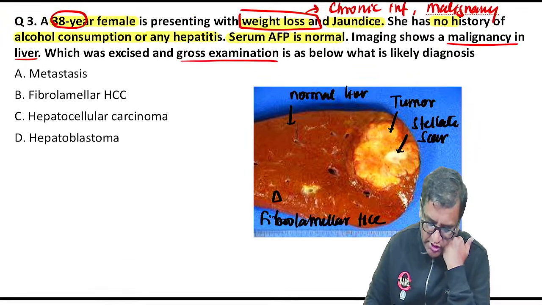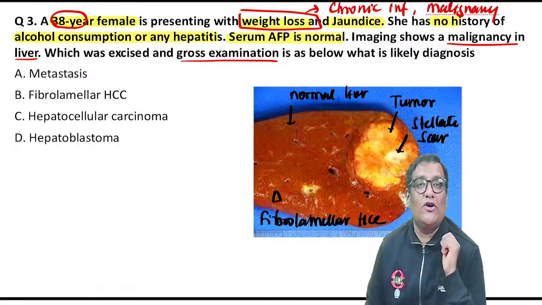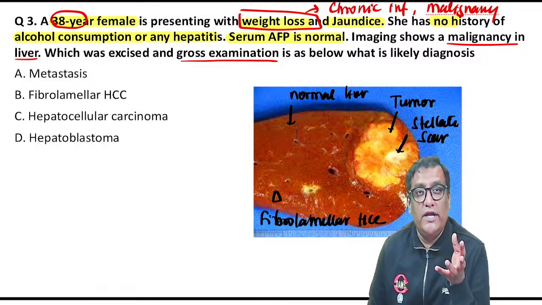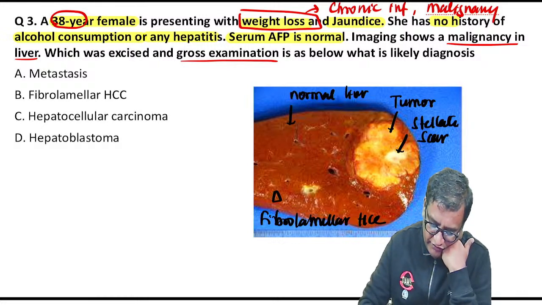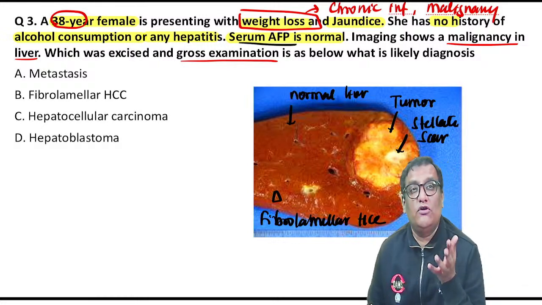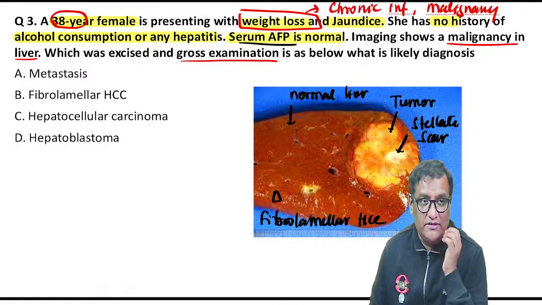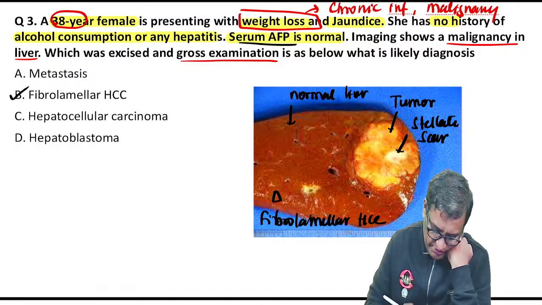My question, will fibrolamellar HCC occur in young or elderly patient? Answer is yes, it will occur in young, and also it will occur both in males and females, whereas normal HCC occurs only in males or is very predominant in males. And important, AFP levels will be normal. There will be no history of alcoholism. There will be no history of any hepatitis associated with these. Okay, so answer is this is a fibrolamellar HCC.